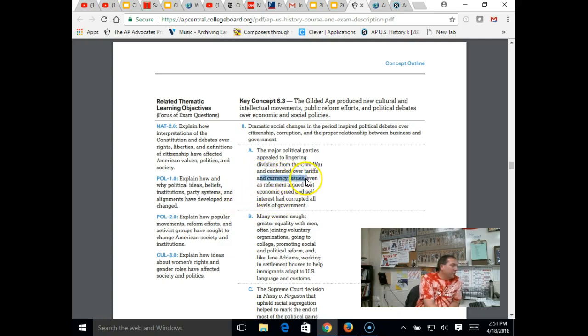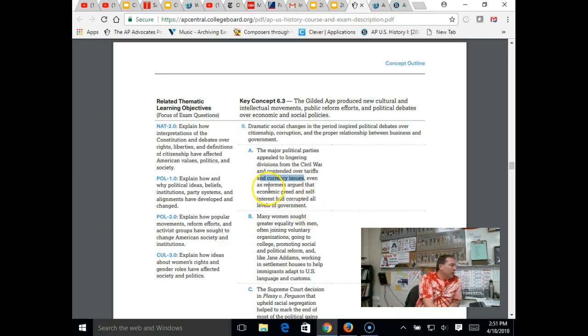You have a debate over currency issues. Poor people want inflation, which is driving them towards wanting to keep greenbacks and to keep silver, while typically people who are more affluent want the gold standard, and they would prefer to have deflation so that they're able to have money that's worth more in smaller amounts.